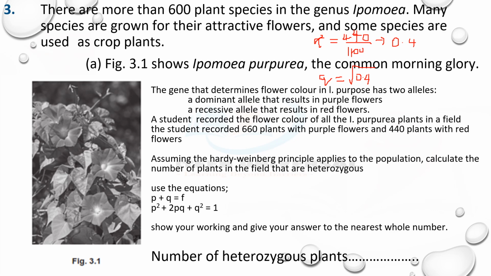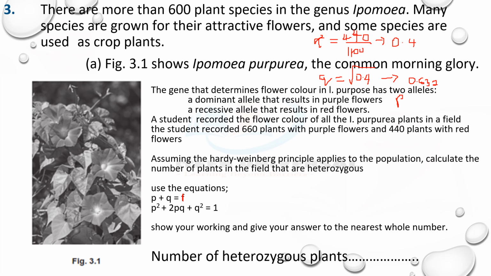If you find the square root, what do we have? 0.632. Now, of course, we have gotten q. So p will be what? Remember that p + q = 1.